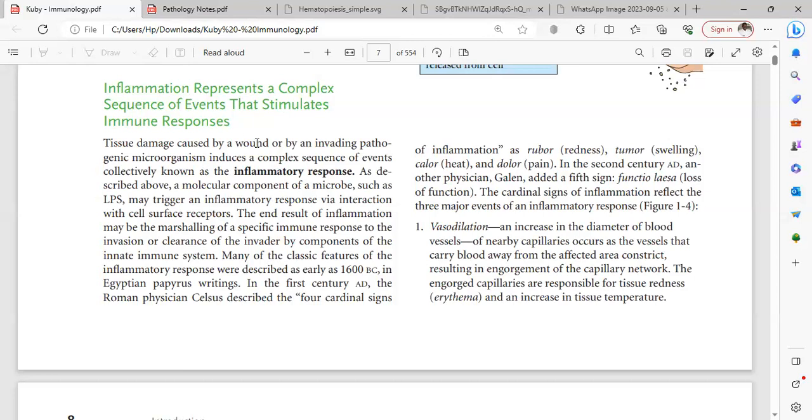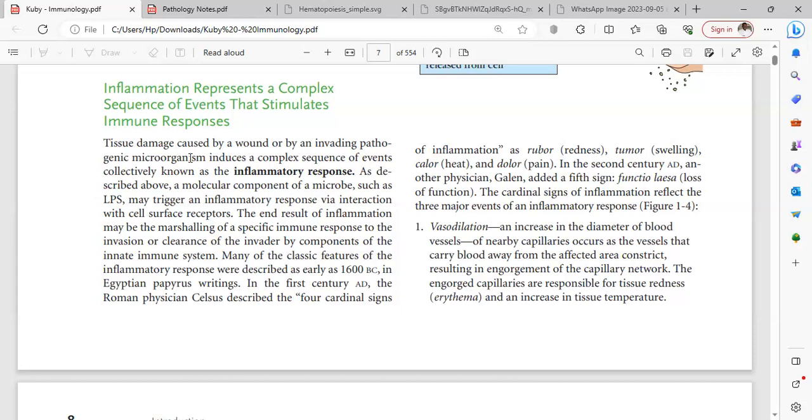So once the tissue has been damaged, it leads to pathogens invading the inner layers of the skin, which will lead to the immune system reacting, leading to a sequence of events known as the inflammatory response. So the inflammatory response is a result of tissue damage. There are three major events that usually occur.